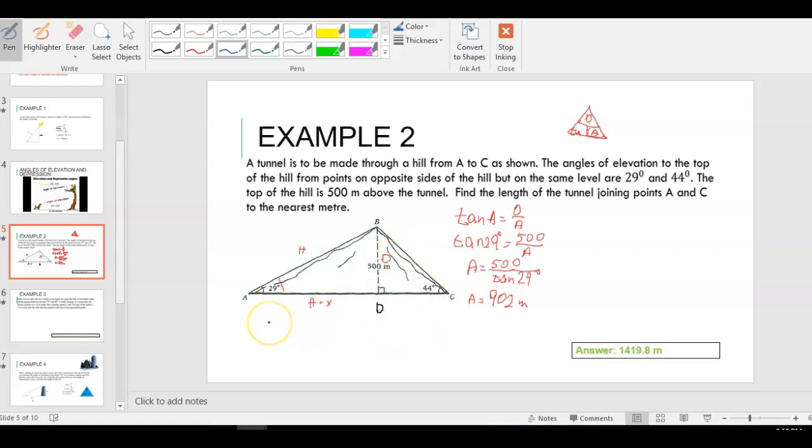AC, let's write this down here. The length of AC that we require to solve is AD plus DC. Okay, we figured out what is AD, 902 meters. Now we have to figure out what is the length of DC. Keep in mind this triangle is not to scale.